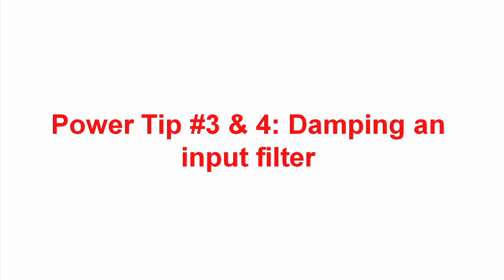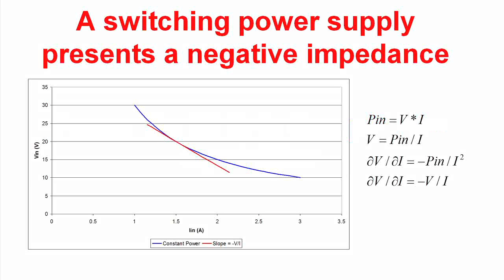In this Power Tip, we will discuss damping a filter. The reason we're interested in damping filters is because many times we can set up an oscillation in the power supply with an undamped filter. This happens when your input filter resonates and creates a high impedance that the power supply has for a source. That can cause the power supply to oscillate.